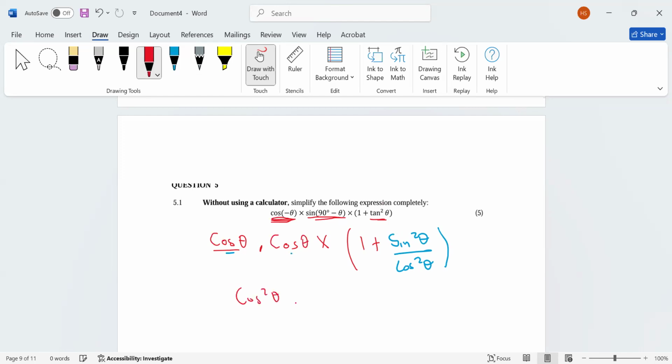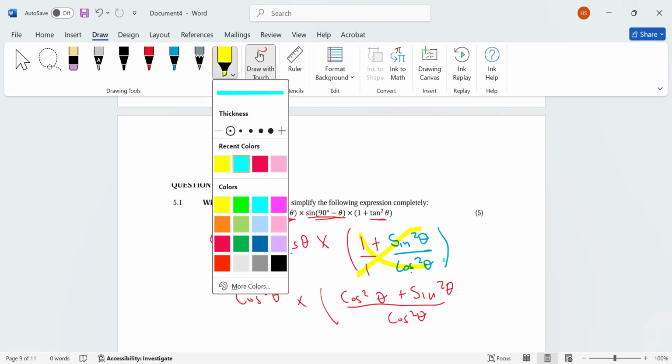Cos squared theta multiplied by, we bow-tie that side. We will have cos squared theta plus sine squared theta divided by cos squared theta. So we say this one and this one, and then we multiply these two.